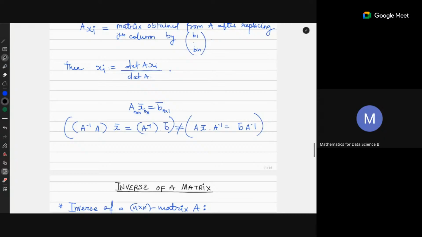Let's say you can have a system like x plus y is equal to 1, 2x plus 2y is equal to 2, and then let's say x plus y is equal to 3. In this case, can you expect any solution? That is the point. In this case, you cannot expect any solution.